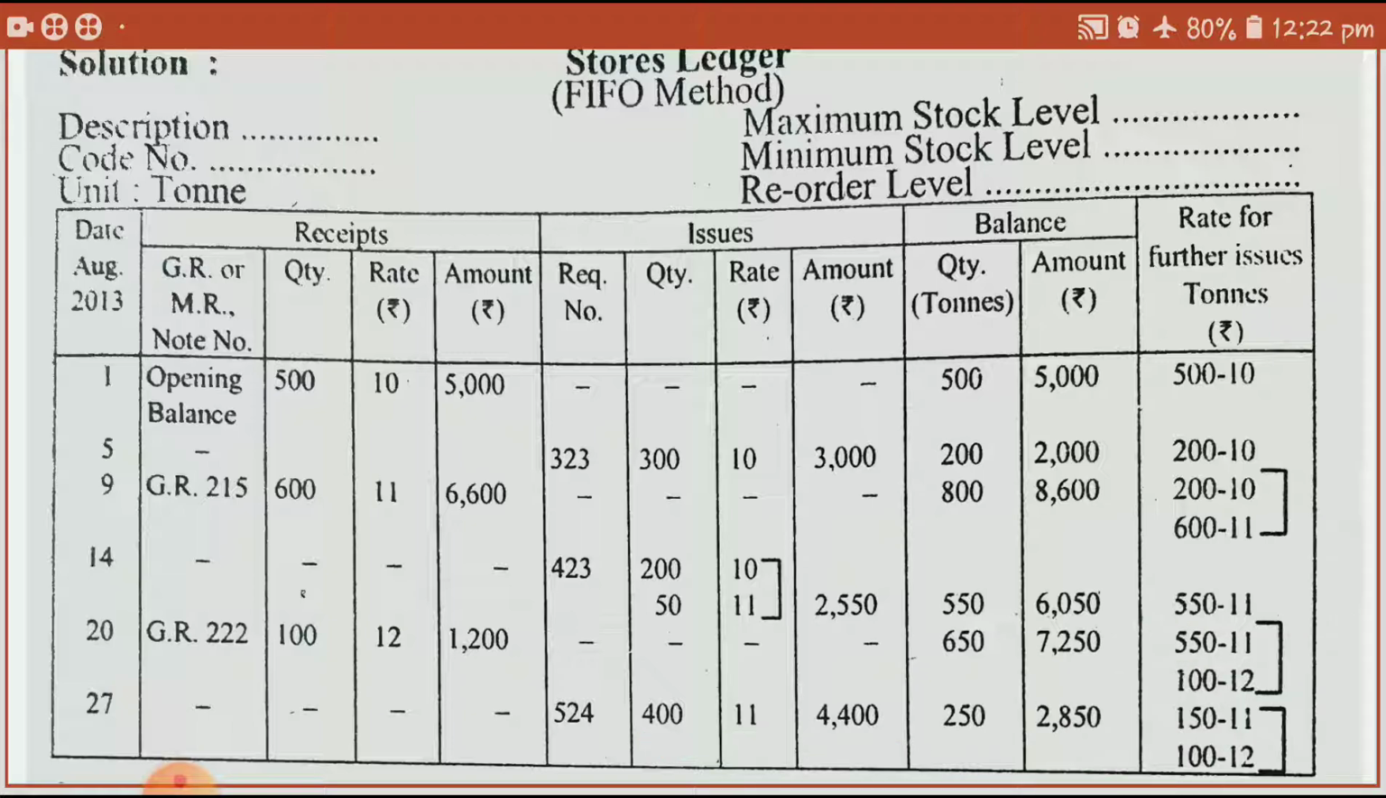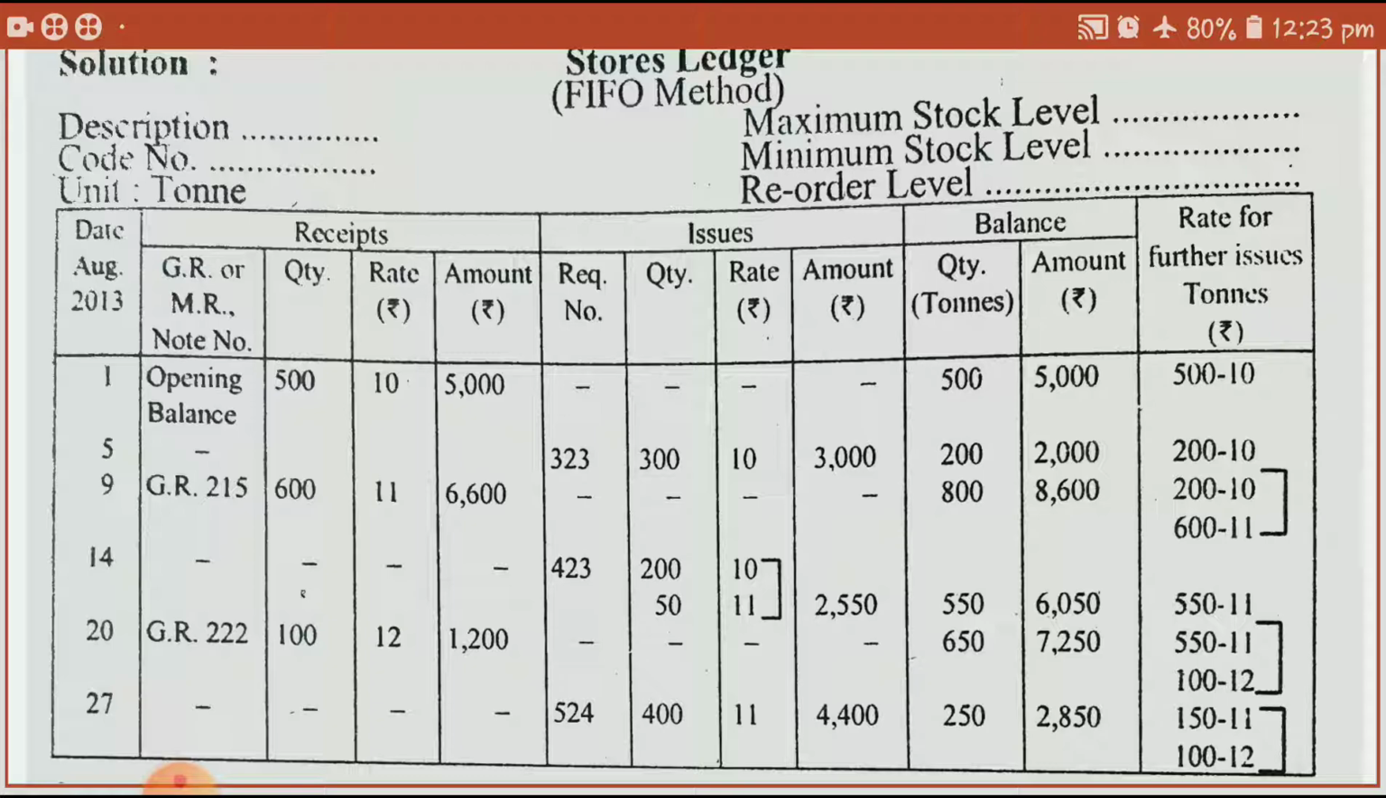Now the balance: out of 550, 400 went, so you have only 150. I hope you are seeing it on the right of your screen. Right at the end you can see 150 units are left at 11, and these 100 units which were purchased on 20th are not used and are written as they are. 100 at 12 is 1200, and out of 550 we have issued 400 units. Now balance is 150 units.